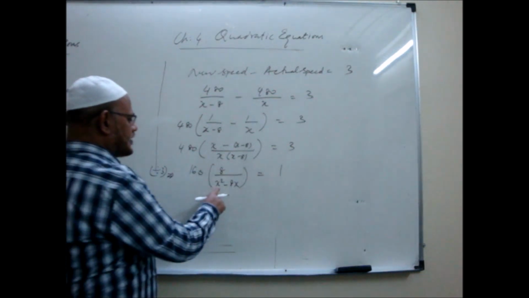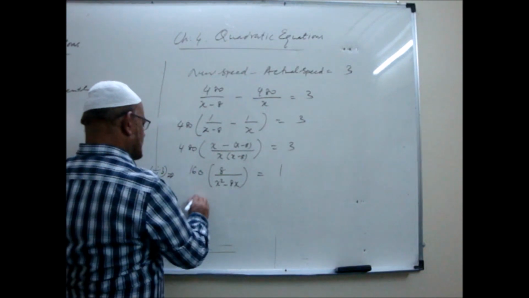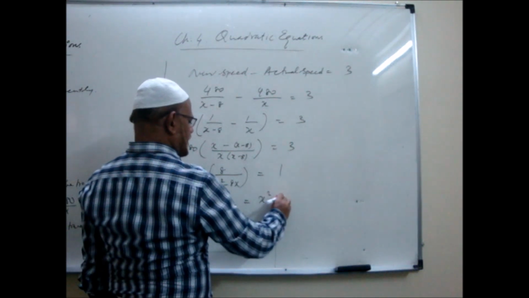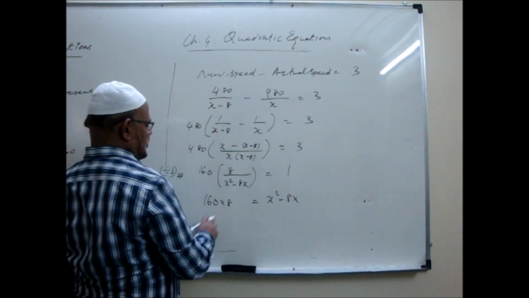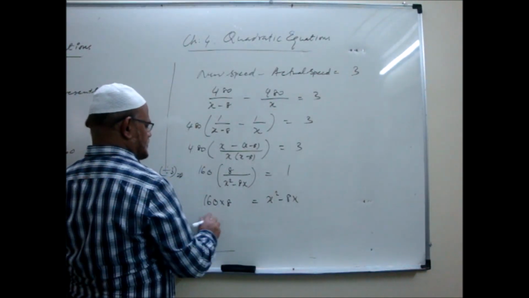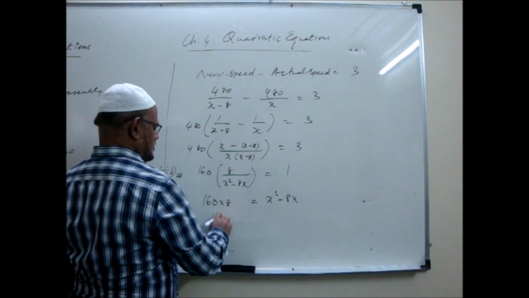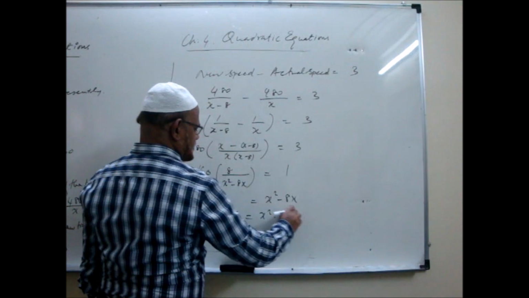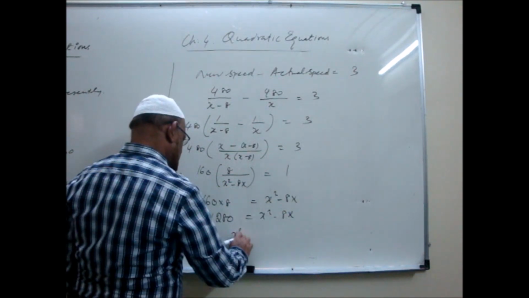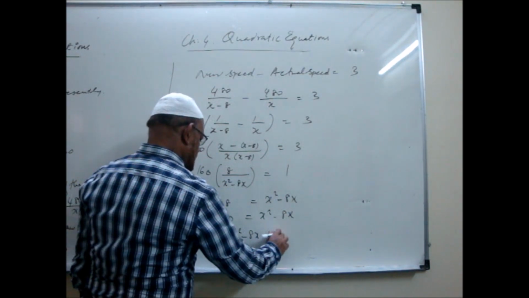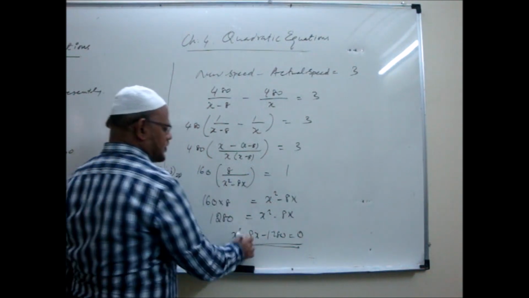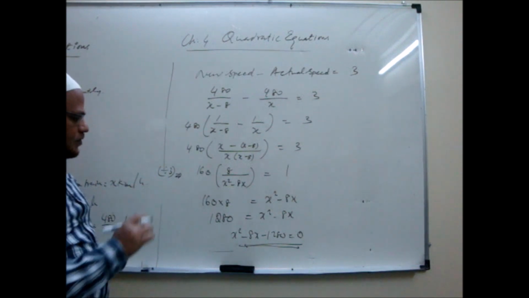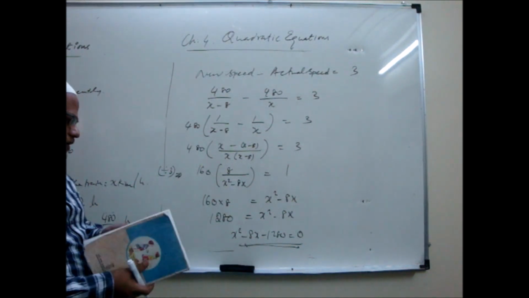Now you can transpose to the other side. 160 into 8 is 1280, equals X squared minus 8X. Transposing, X squared minus 8X minus 1280 equals 0. Equation ready, in that way. So you have to frame the equation in this way. Only framing, solving is not required.